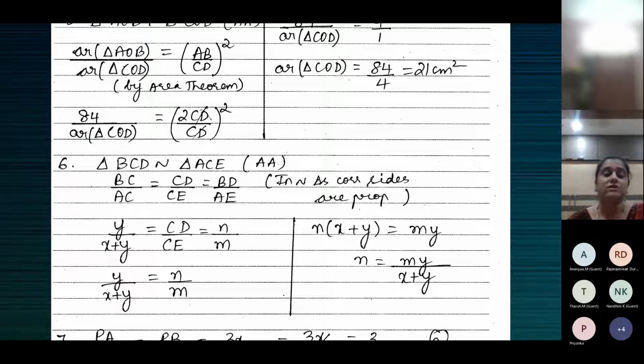See, I have not written the information. I've directly written BCD similar to ACE. But you have to write the two triangles, and you should write in this triangle and this triangle, this angle is equal to this angle, 48 degrees. This is the common angle. So you should write all that like we do in congruent triangles. You should list the equalities or the proportion, whatever. You must list it and then say that they are similar. You should not directly write triangle BCD similar to triangle ACE by AA. How AA? What makes AA? You should write that information.